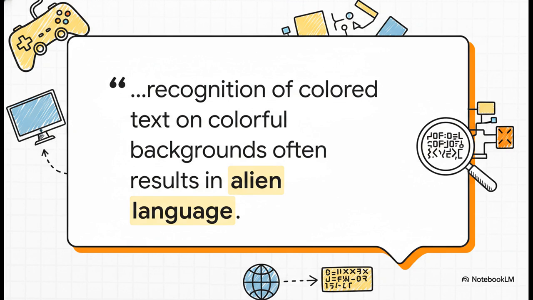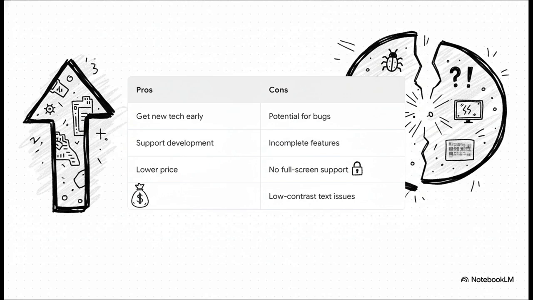First, it doesn't work in most full-screen applications, which, if you're a gamer, is a pretty big deal. Second, its OCR can really struggle with low-contrast text, like, say, colored fonts on a busy background. That can result in what the user perfectly described as alien language. And really, this is the classic early access trade-off. On the plus side, you get to play with cool new tech early, often for a lower price, all while supporting its development. But on the downside, you're pretty much a beta tester.